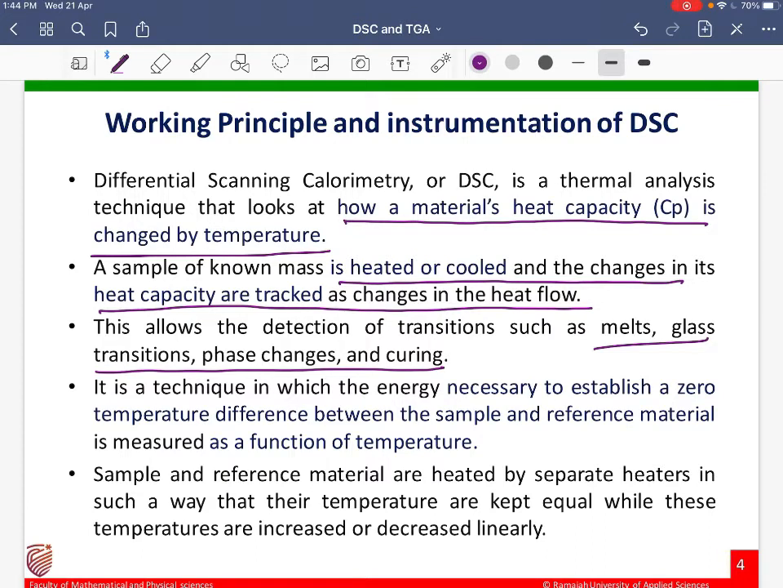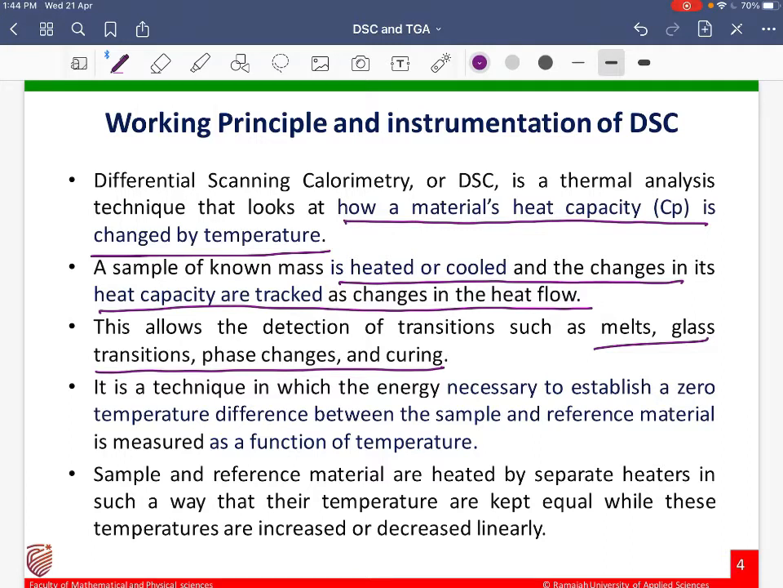So by analyzing the heat flow based on the temperature changes, we will be able to measure the melting temperature, glass transition temperature, any other phase transition temperature, whether any phase transition is occurring or not, and if it is an elastomer, whether any curing is happening during the temperature increase. All this information we will be able to gather through DSC.